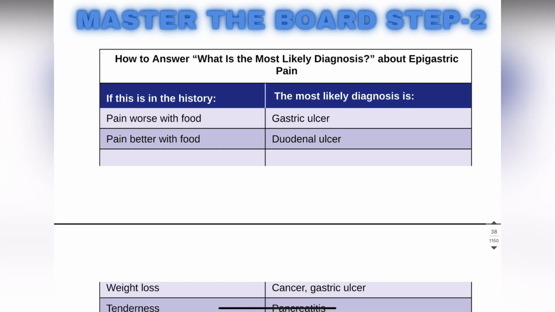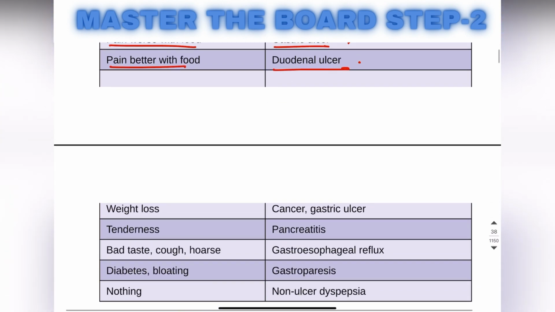Well, talking about the history and the most likely diagnosis of epigastric pain. If the patient comes with a history of pain that gets worse with food, the probable diagnosis will be gastric ulcer. And if the patient comes with a history of pain that gets better with food intake, then it's duodenal ulcer. The pain gets worse, then it's gastric ulcer. The pain gets better with food, then it's duodenal ulcer.